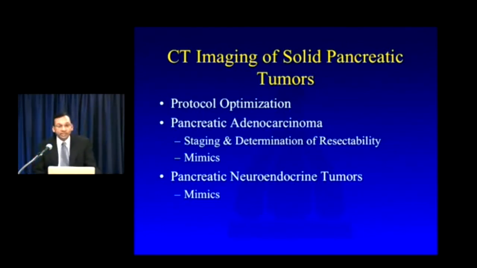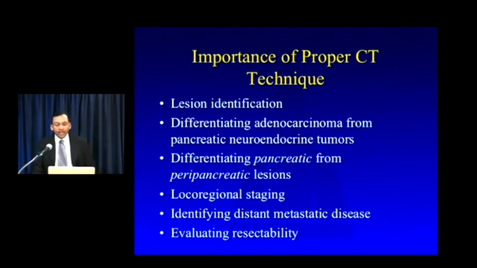Now, for each of these lesions, we're going to talk about staging, how you can help the surgeon determine what's resectable and what's not, as well as a few mimics that potentially could look a lot like an adenocarcinoma or a neuroendocrine tumor.